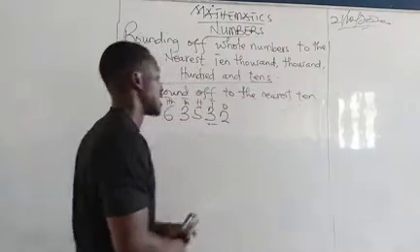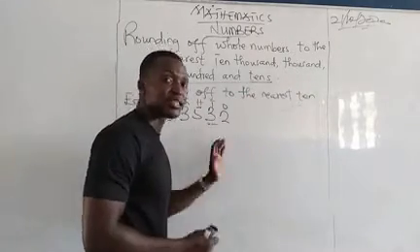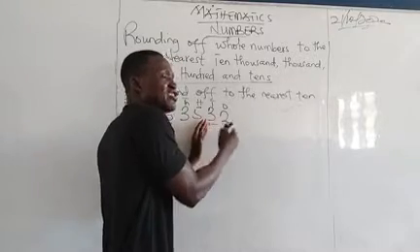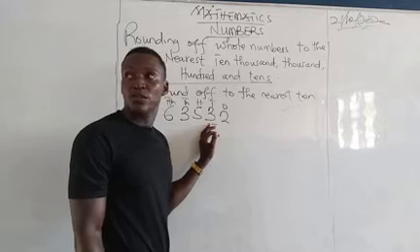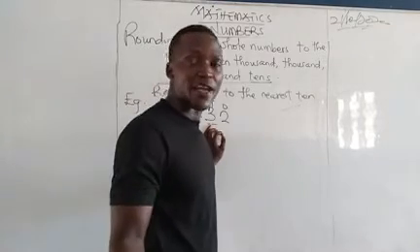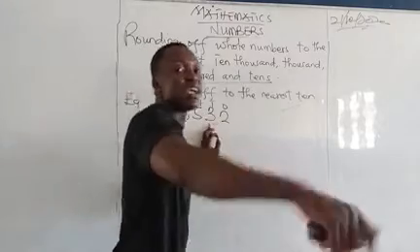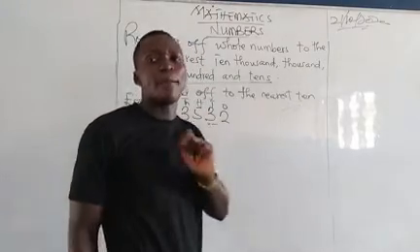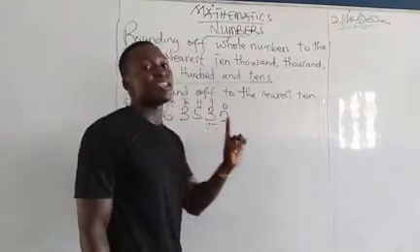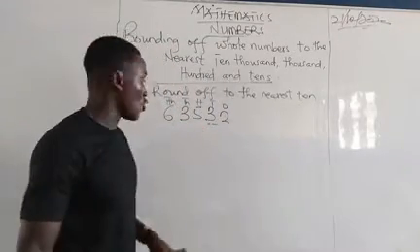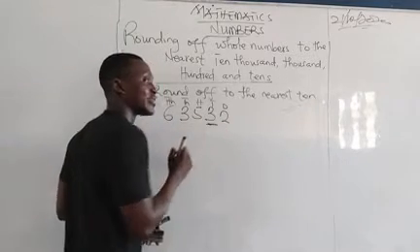So we are saying that you will be on where your tens digit is, and you check the number in front of your tens number. If the number is 5 and above, you just add 1 to what you are looking for, then you make the rest 0. But if the number is 4 and below, you just maintain your number, then you make the rest 0.